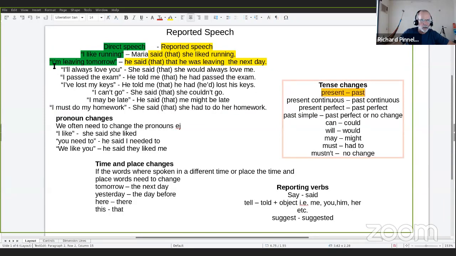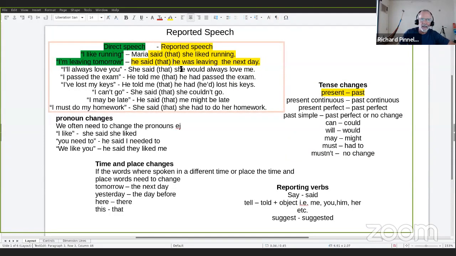In example number 2: I'm leaving tomorrow. He said that he was leaving tomorrow. So again, you can see some changes. First of all, he said, then the that is optional. He was leaving the next day. So a couple of changes here.